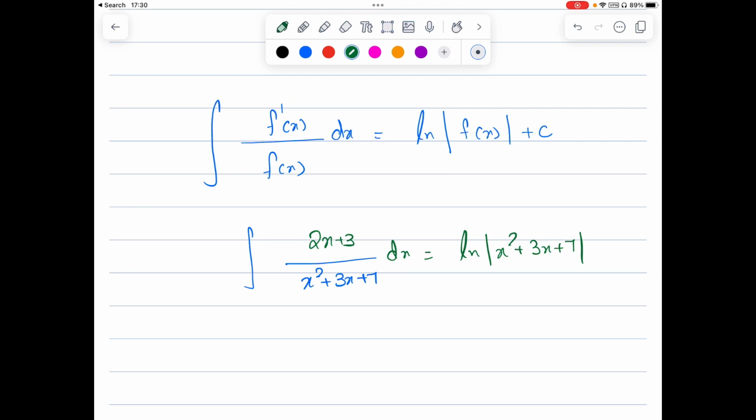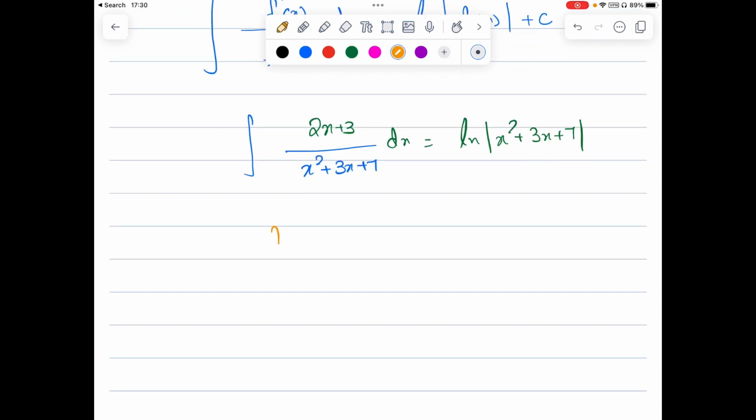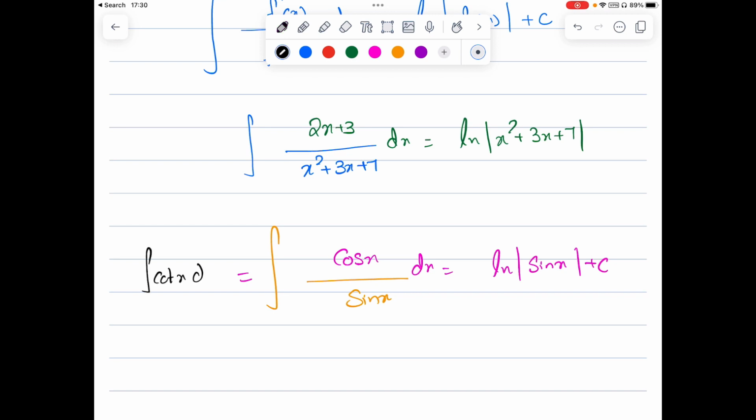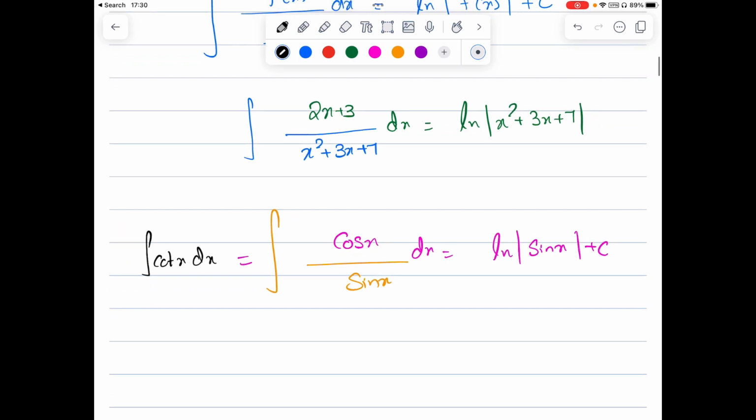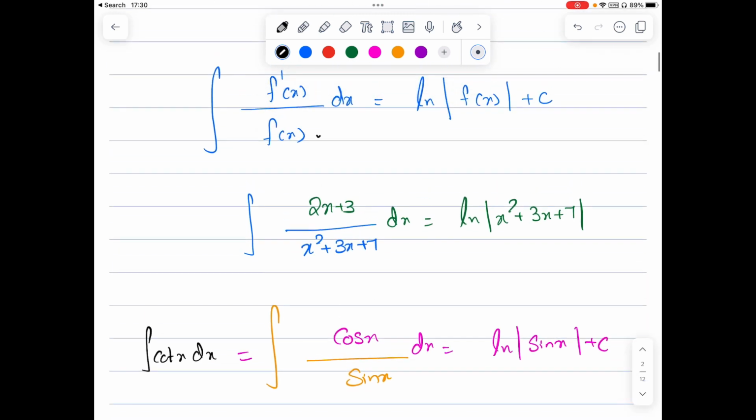Take any function in the denominator, it works even with trigonometric functions. If I have sine x in the denominator, what is its derivative? Cosine x should be there in the numerator. Then the answer is ln sine x. Basically, cosine x upon sine x is nothing but cotangent x. So this is a new formula we have derived: the integral of cotangent x equals ln sine x. So the derivative of the denominator should be present in the numerator.